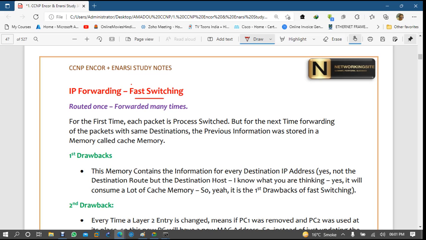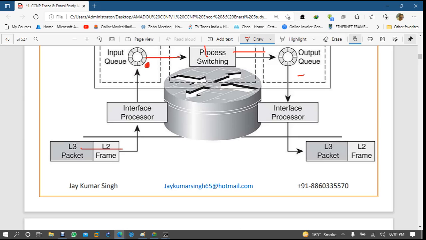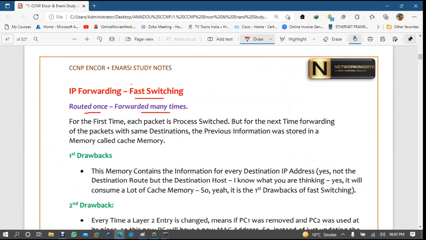In fast switching, routed once, forwarded many times, means in process switching, for every packet it will look for routing, for every packet it will look for processing. But in fast switching, it is different.